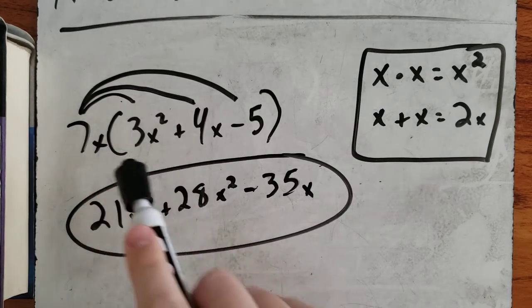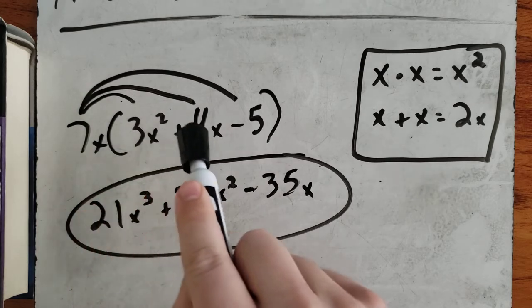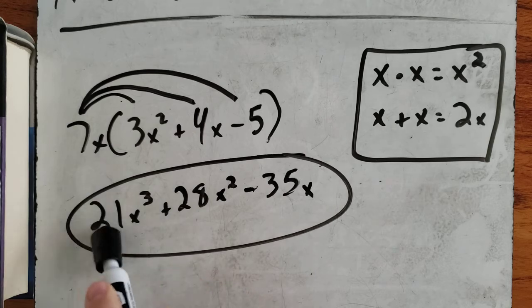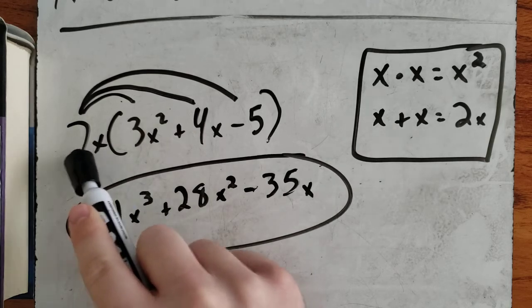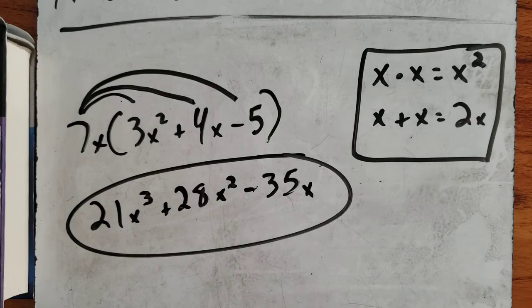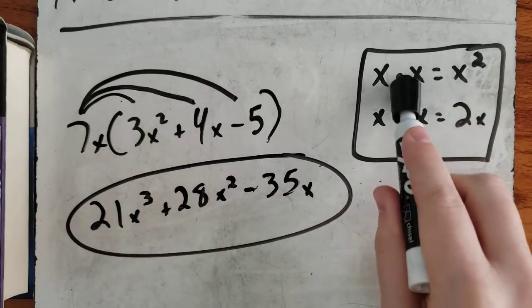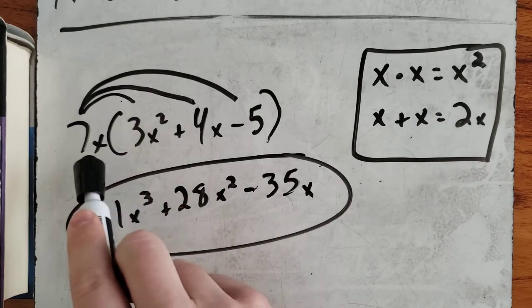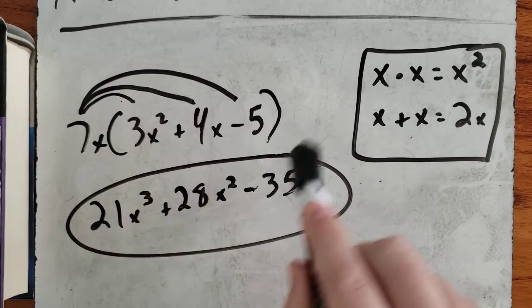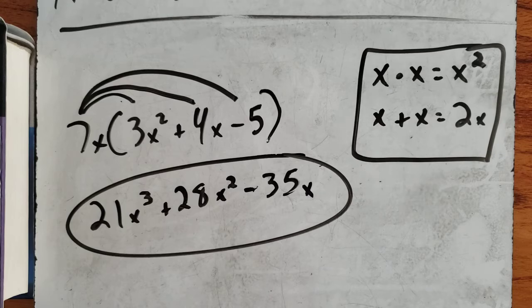Remember, just take it one step at a time. This term multiply by each of the ones on the inside. 7 times, multiply your numbers. 7 and 3, 21. 7 and 4, 28. 7 and negative 5, negative 35, okay? And then your letters, x and x squared, multiplied, x to the third. X times x, x squared. X times nothing, or by itself, all right? It's just by itself, okay? And that's all there is to that one there.